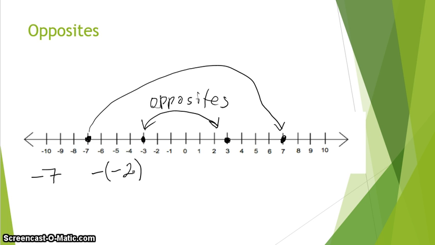So negative, negative 2. Well, if you just read it as negative, negative, you'll get confused. But if you read this first negative as opposite, so I'm going to say opposite of negative 2. Well, there's my negative 2. Where's its opposite? Right there. It's a positive 2. So, I mean, you can remember 2 negatives make a positive, but you can also read it as opposite of negative 2, and that will get you the same answer.